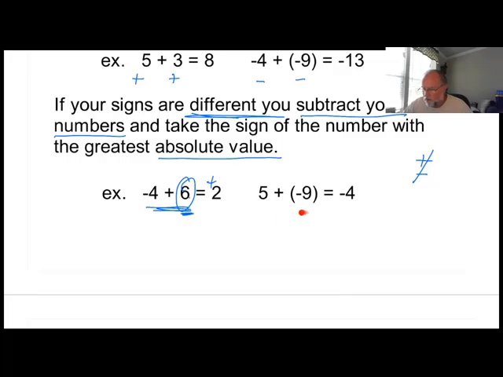Now again, which one had the greater absolute value? Whichever number you put first. And that's the sign we took. And that's the reason why this is a negative 4. Okay, so that's reviewing addition.